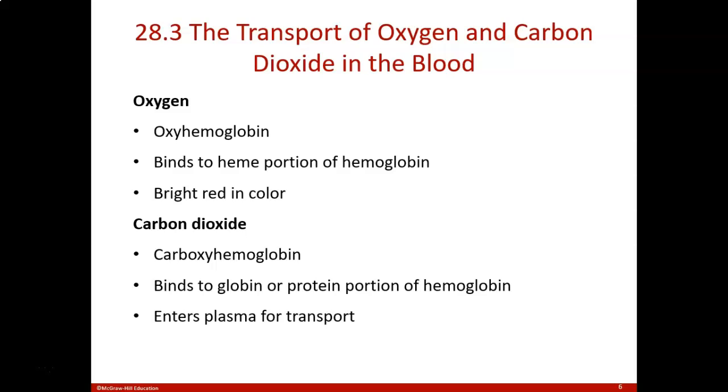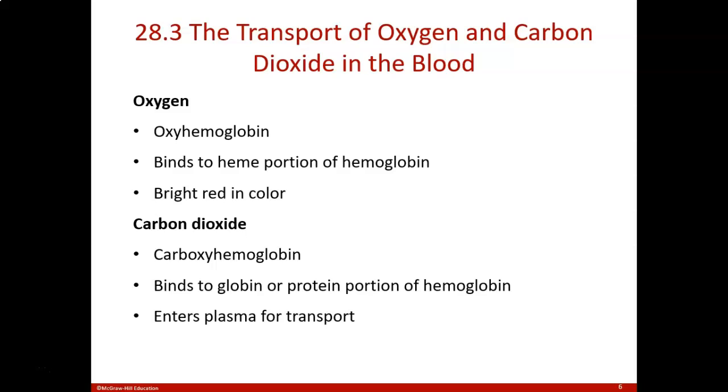tissues. And when we mix oxygen and put it within the red blood cell with the hemoglobin, because that's the protein that binds the oxygen and carries it to our tissues, it's called oxyhemoglobin. Okay, it tends to be very bright red in color.